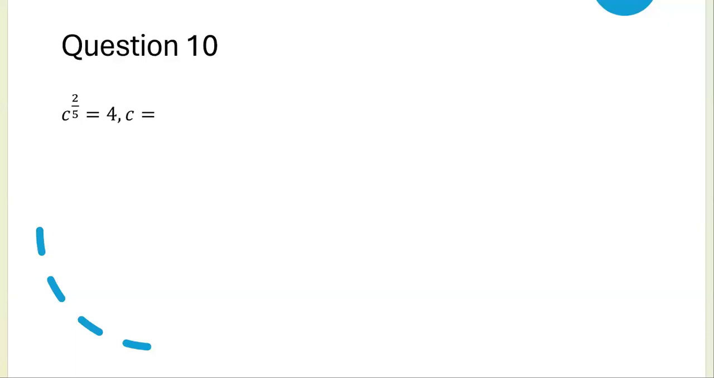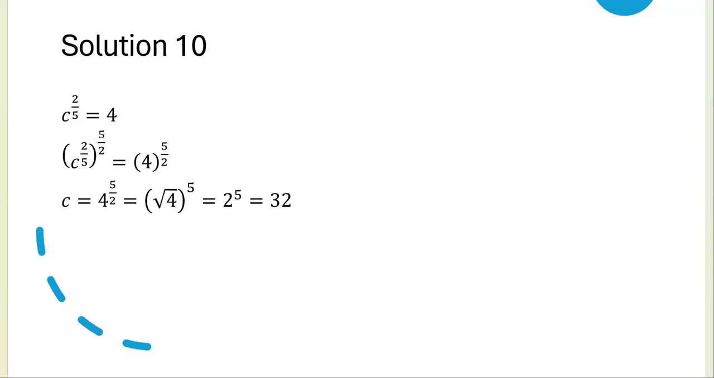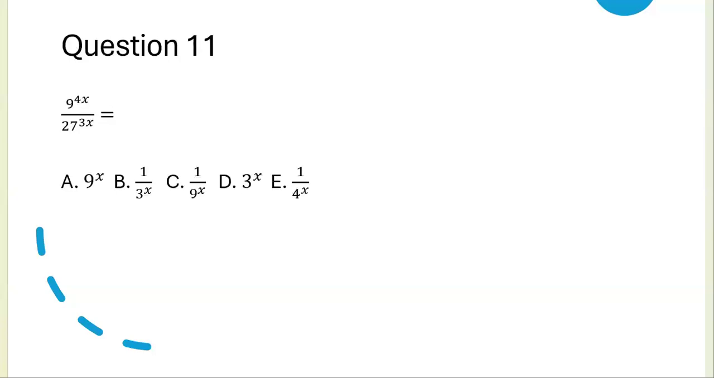Question 10, c to the 2/5 power equals 4. What is c equal to? We did this trick not long ago as well. We can exponentiate both sides to the 5/2 power, so that on the left-hand side, you get c, which is what we want. And then 4 to the 5/2 power, we can rewrite it as square root of 4 to the 5th power. What's square root of 4? That's 2 to the 5th. That is 32. Number 11. How about this one?